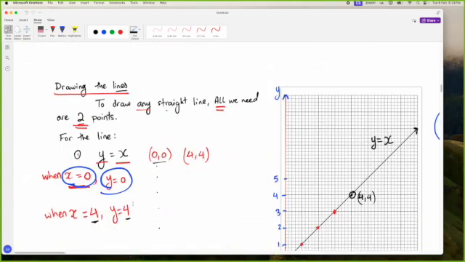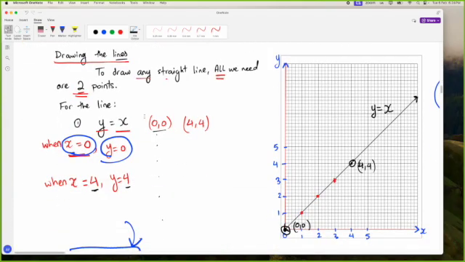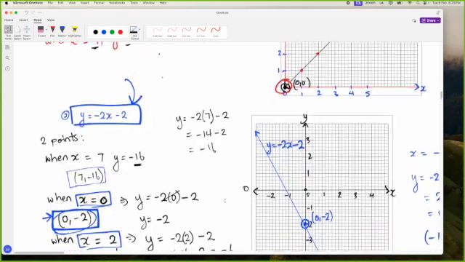Let me look at this line. This line is y is equal to x. So in this case, c is equal to 0. It has no c. And so we could see that this line cuts the y-axis at 0. C is 0. That is where this line cuts the y-axis.